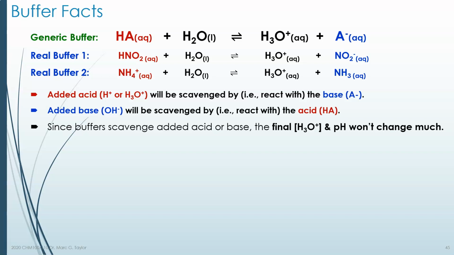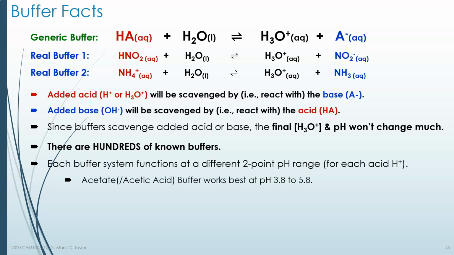So if you use the buffer to remove those, then the pH won't change by much, only a tiny bit. And there are hundreds of known commercial buffers you could actually buy. There are probably thousands of known buffers, and if you really tried, I bet there are actually hundreds of thousands of buffers out there. And each buffer works only for a narrow range of pHs. So you can't use a buffer for all pHs. Each buffer is good for a 2 pH range.